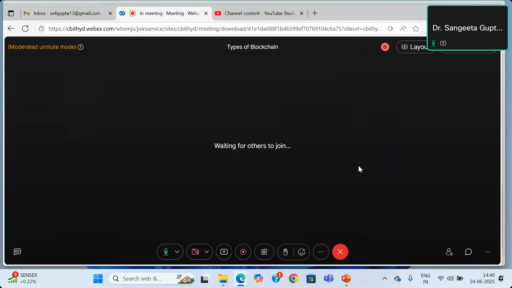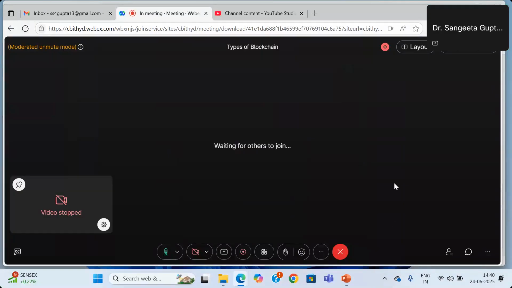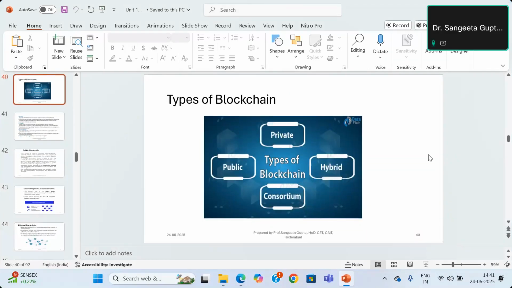Today I am going to drive you through the different types of blockchain that we can deal with based on the requirements of the user and based on the nature of the environment to be built. Different types of blockchain are available and can be used. So the types of blockchain are broadly divided into public blockchain, private blockchain, hybrid blockchain, and consortium blockchain.